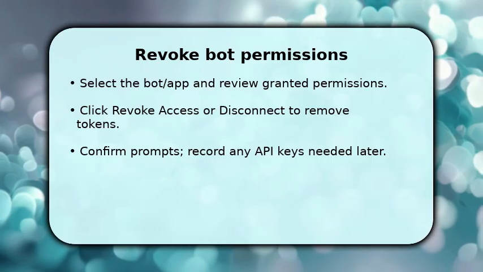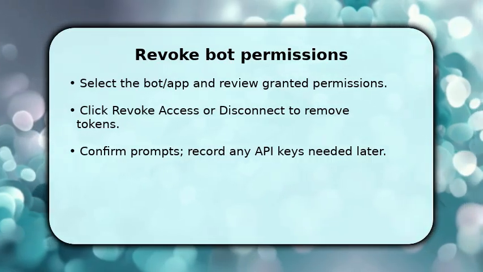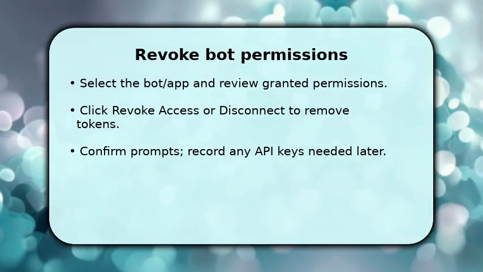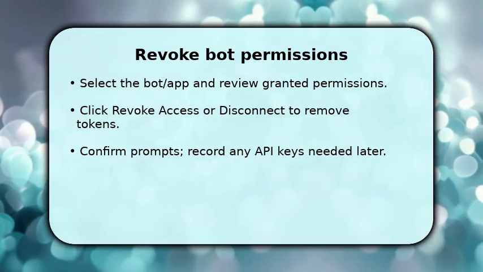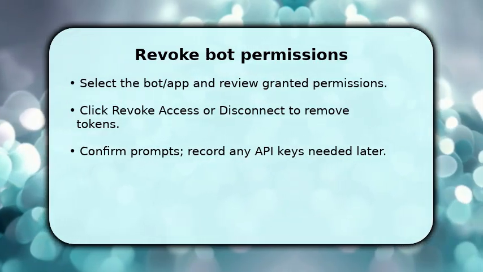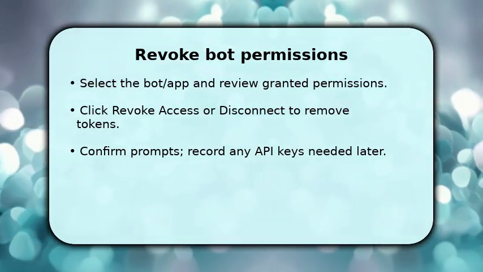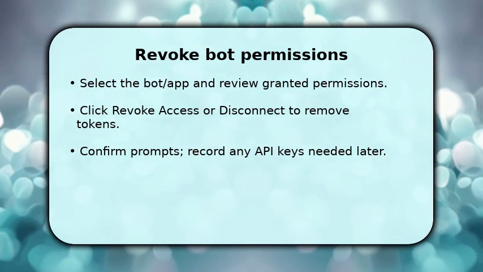Once revoked, the bot's token and OAuth grants stop working for your account. If that bot had API keys or webhooks you own, jot them down before removal. Otherwise, disconnecting severs its ability to act on your behalf immediately.